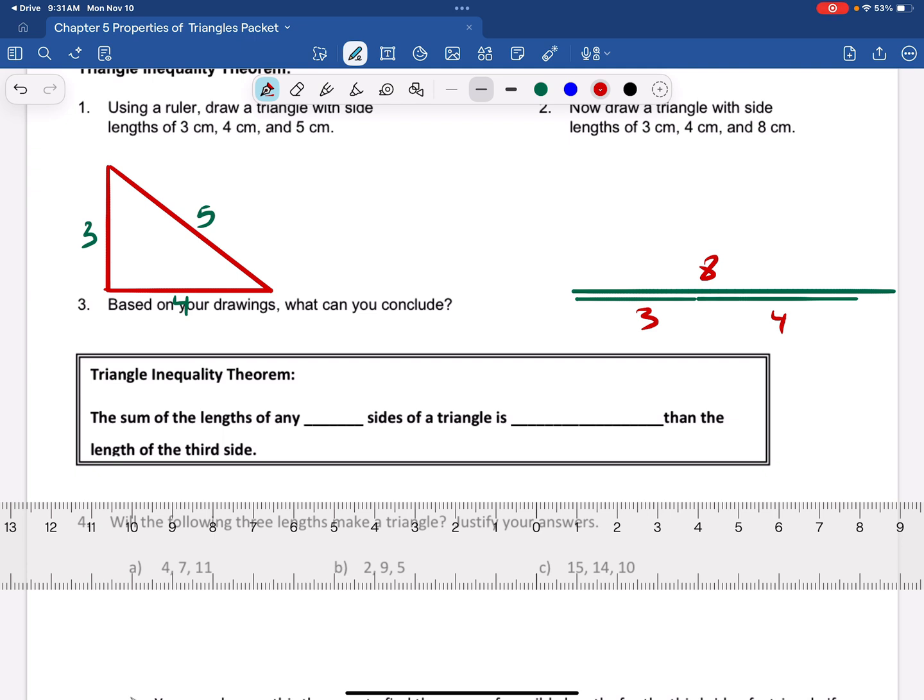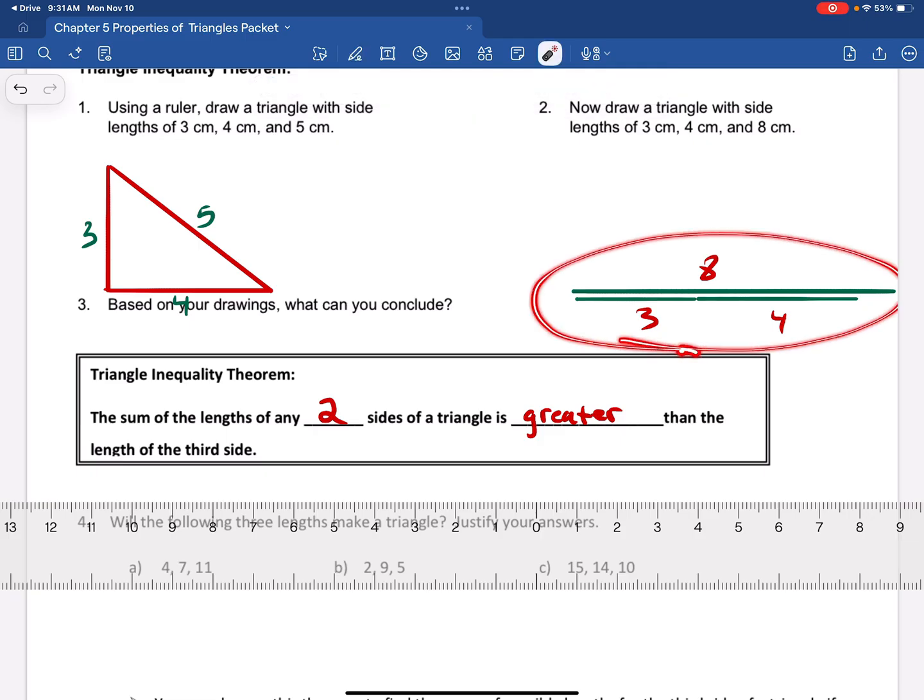So hopefully while thinking about it, you can find out, and this is called the triangle inequality theorem, and it says that the sum of the lengths of any two sides of the triangle is greater than the length of the third side. You can look back over here and see that since the third side was too long for the other two sides, it won't fit.